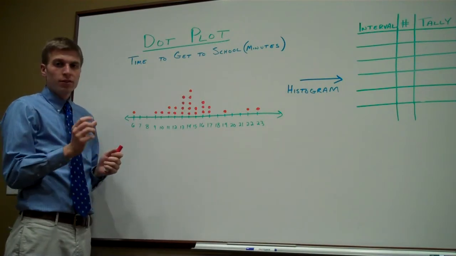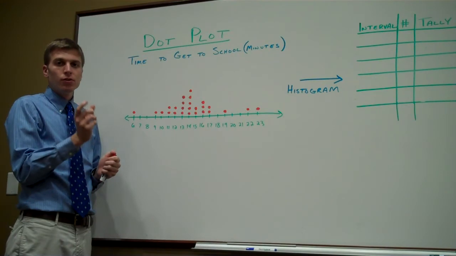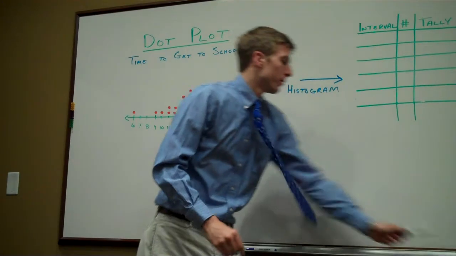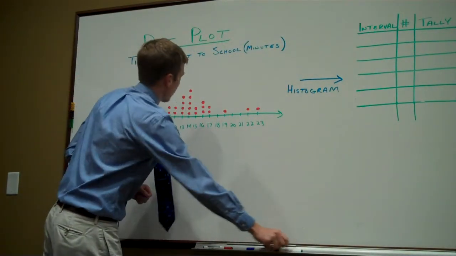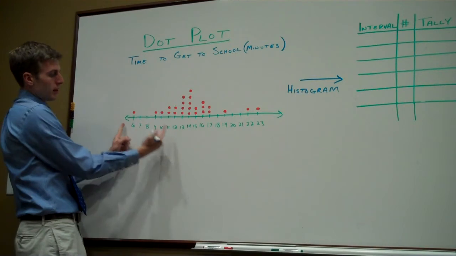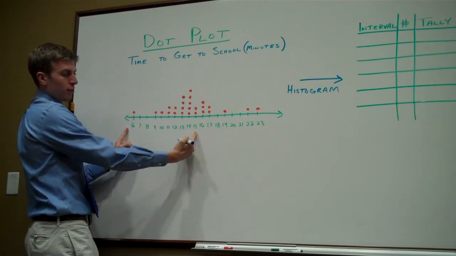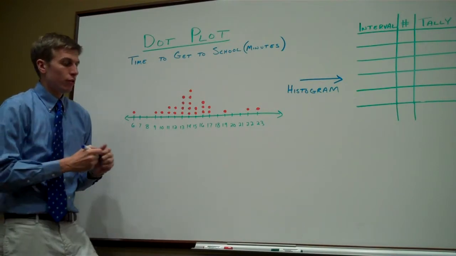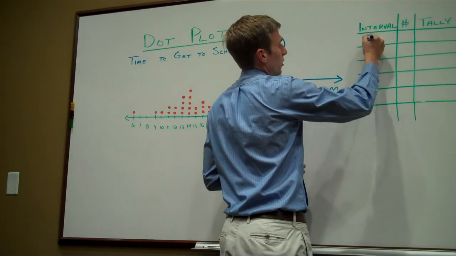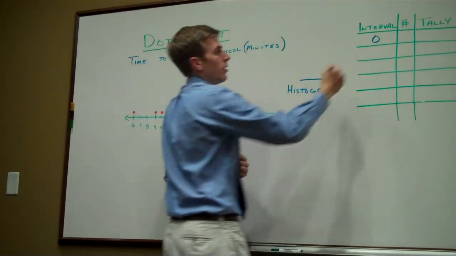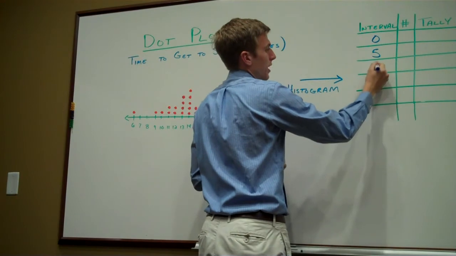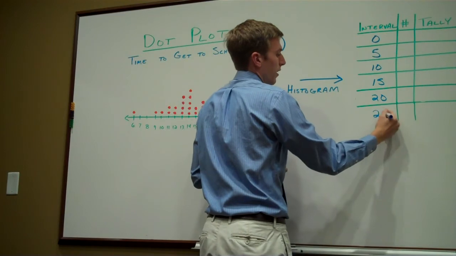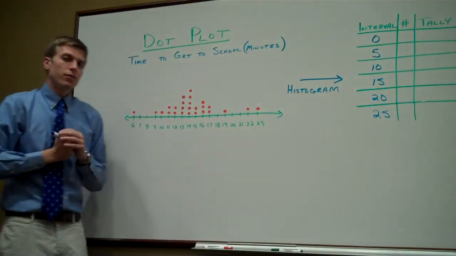The first thing is we need to decide how we want to break them up into intervals or bins. The intervals or bins are what portion we're looking at. So for example, for my dot plot, I might want to take a bin of this many minutes, or this many minutes, or this many minutes. The school has decided that they want bins of 5 minutes. So for my interval, I'm going to go from 0 minutes up to 5 minutes, from 5 to 10, from 10 to 15, from 15 to 20, and from 25 to 30 minutes. So those are my intervals.